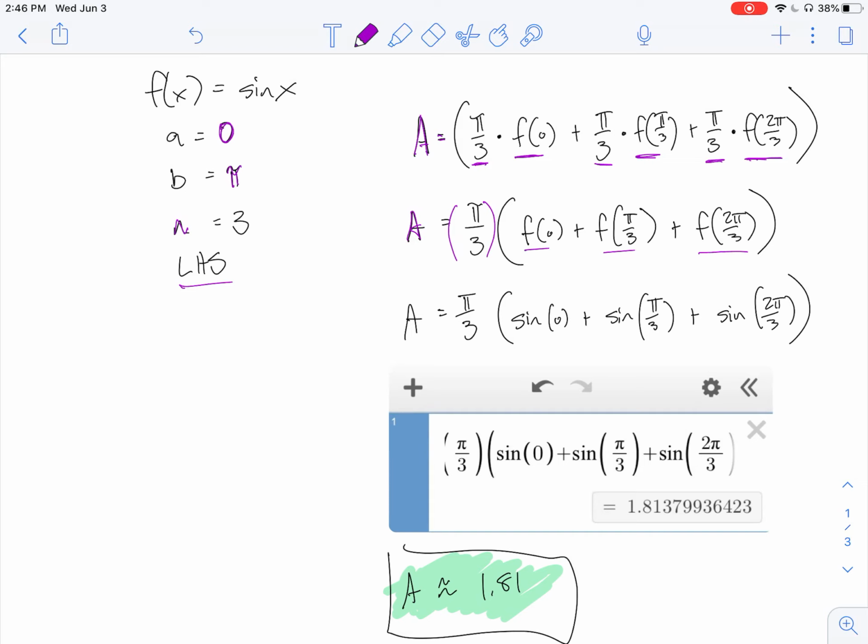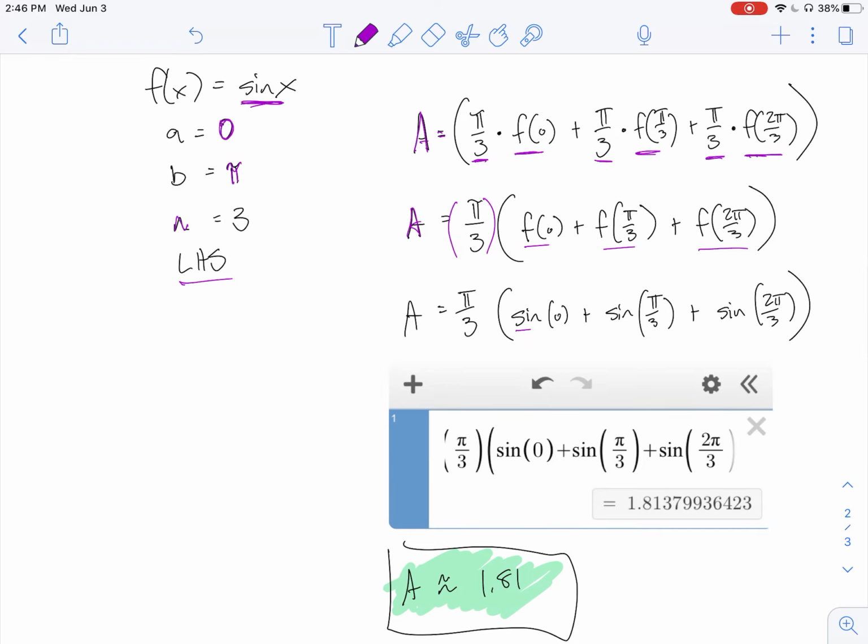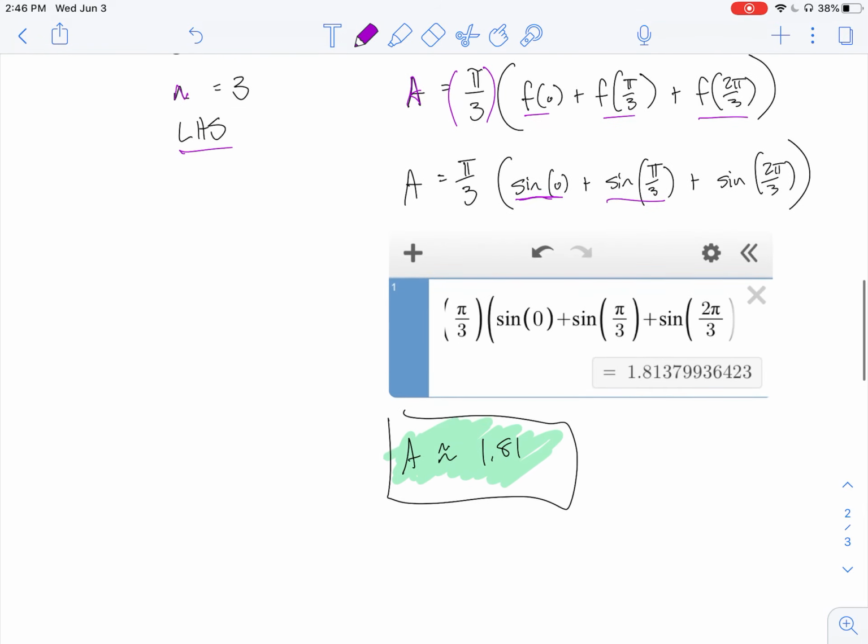And then I'm remembering what is my function here. It says f of 0, f of pi over 3, f of 2 pi over 3. Well, my function is actually the sine function right here. So it would actually be the width of my first rectangle would be sine of 0 plus the width of my next rectangle, which is sine of pi over 3, and so on.